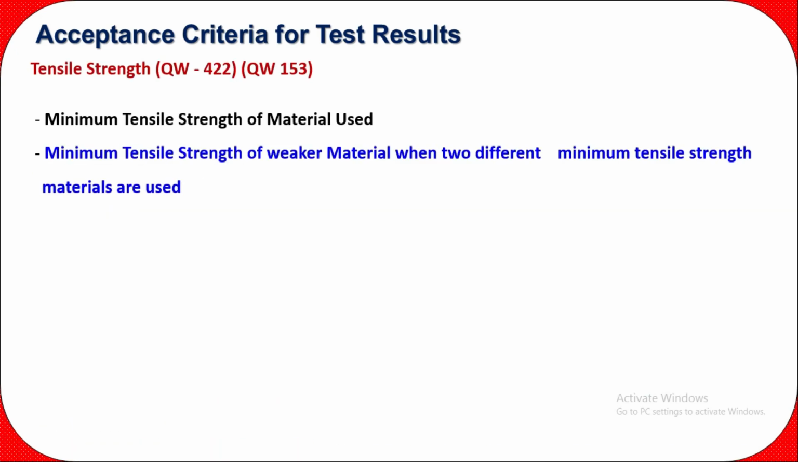Tensile strength: if you go to QW422 and QW153, minimum tensile strength of metal used. You have to check the minimum tensile strength, and the tensile strength achieved in the PQR should be more than that. Minimum tensile strength of welded material when two different materials are used: if there are two different materials, then the weaker material's minimum tensile strength has to be checked.